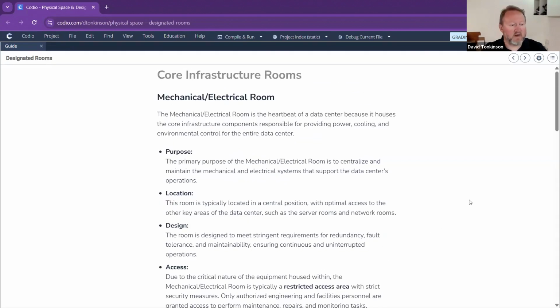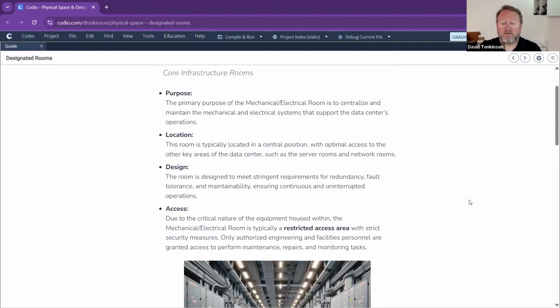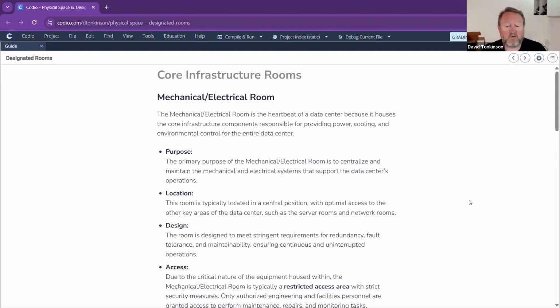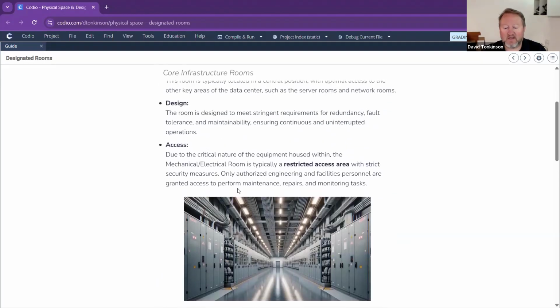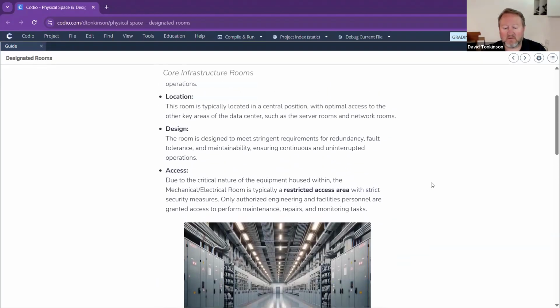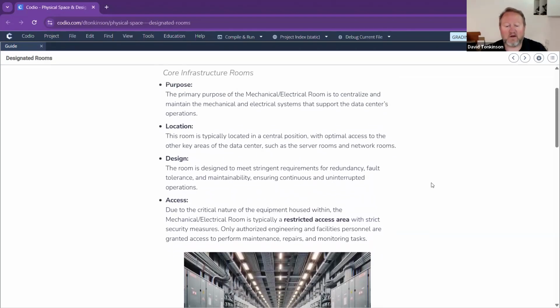So we're going to talk about these for a little bit to give you some more details on those. Obviously, you can feel free to read these as well. So the purpose of your electrical room is literally, it's your electrical and mechanical room. It is where you have all your electrical switches, all the automatic switching that happens if you need to go onto UPS. And as you can see, these are actually power cables. Gosh, cracking, isn't it? Its location is typically a central point with optimal access to other key areas of the data center, such as server room and networks.